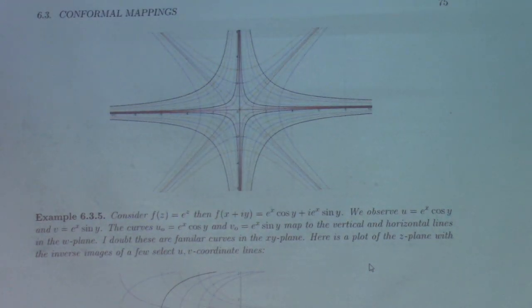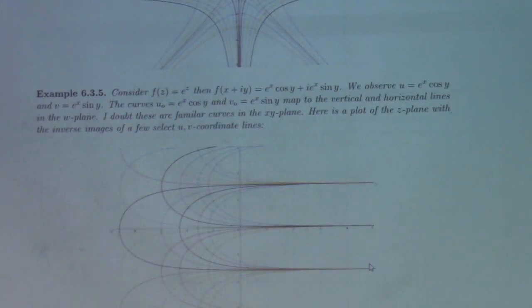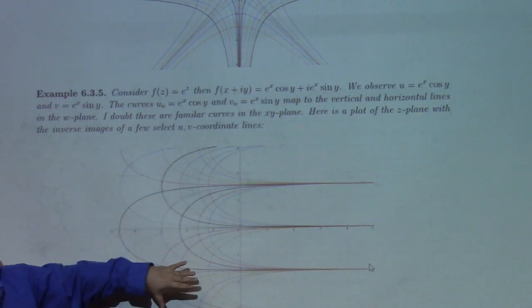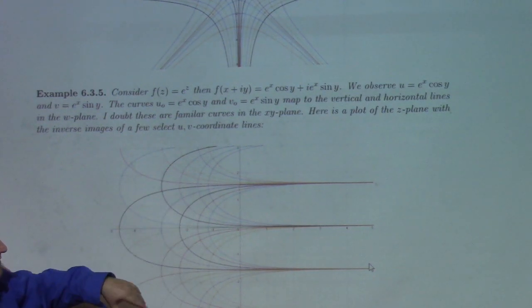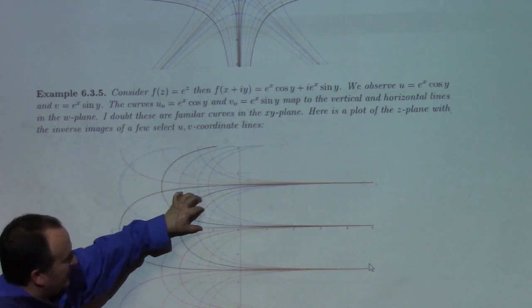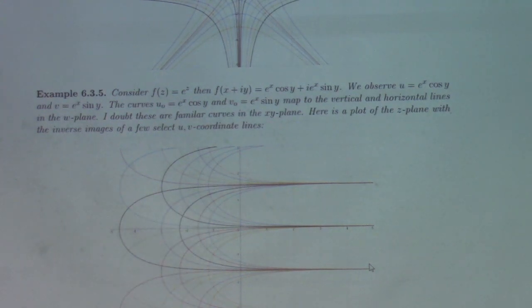Here's, let's see, what is this one? Here's a picture of the UV coordinate lines, the inverse image of the UV coordinate lines under the exponential map. This is more of what we were just looking at, all at once. As you can see, it's just beautifully perpendicular like that.